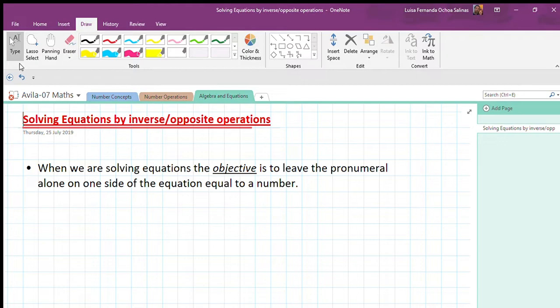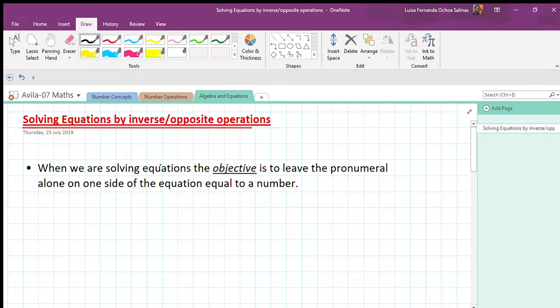We're still going to be using the notes. I'll tell you later which pages, and also the booklet, but I'll go to that later on. So first, please take out your notes book, and we are going to be working on solving equations by inverse or opposite of operations, okay?